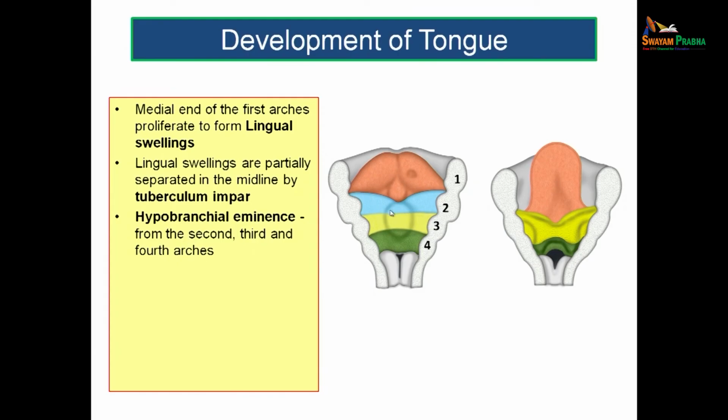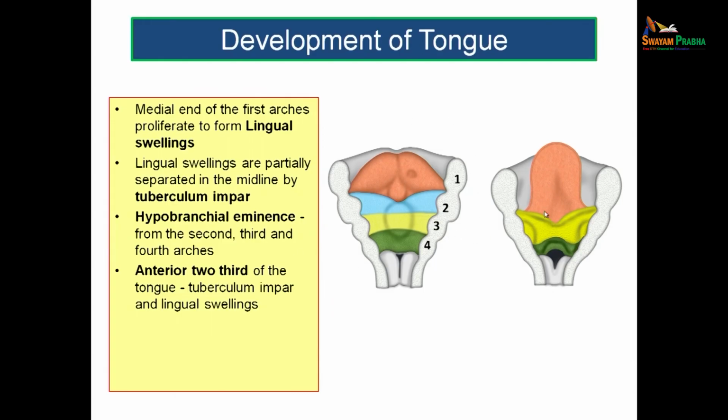Now the hypobranchial eminence is yet another swelling seen posteriorly, and it is derived from the second arch, third arch and fourth arch. Concentrate on this region, that is the blue colored, yellow colored and green colored region. These are the three arches, second, third and fourth, and from these three arches you have the formation of the hypobranchial eminence. So for the formation of the tongue, you have the four arches on either side. From the first arch you have the lingual swellings, and the tuberculum impar also lies in this region. Then the second, third and fourth arches give rise to a prominence known as the hypobranchial eminence. So let's see what the derivatives of these structures are.